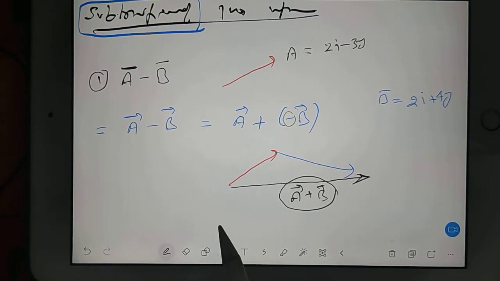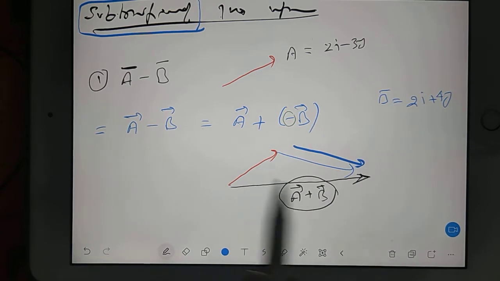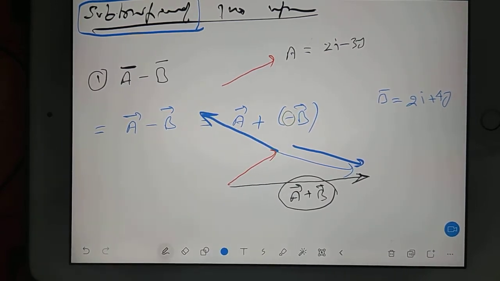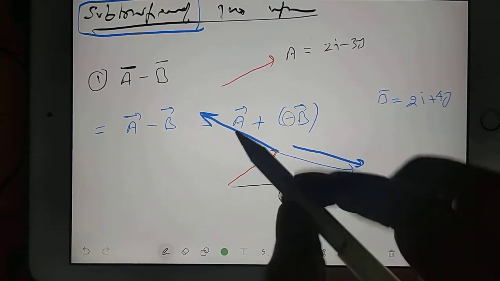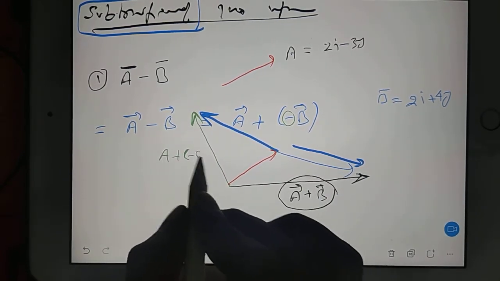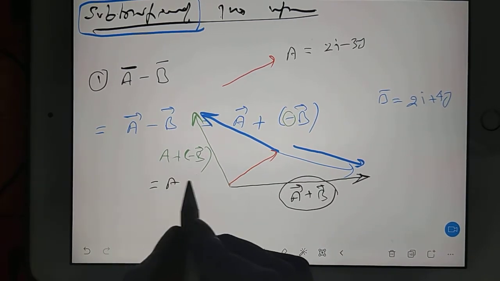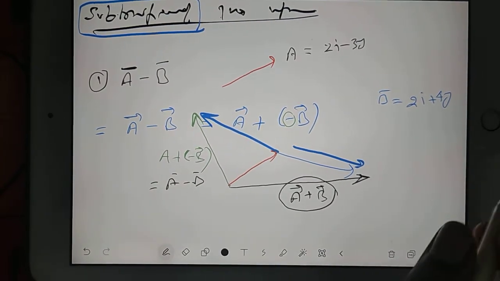We are looking for the minus B line. Minus B means this blue vector is in this direction, so reverse the direction, meaning do this direction. Okay, in that case, this will be your A plus vector minus B, right? Or you can simply say A minus B. This will be your vector.